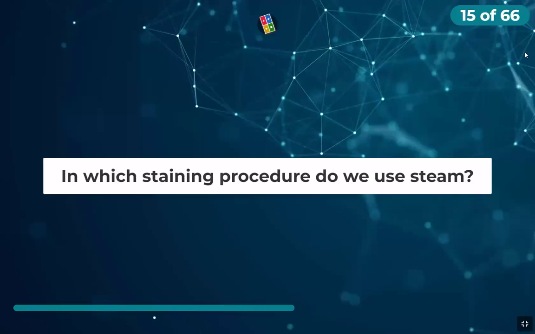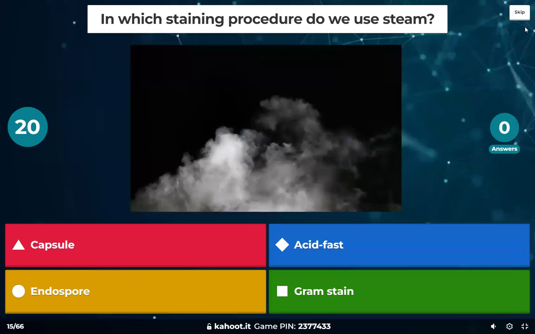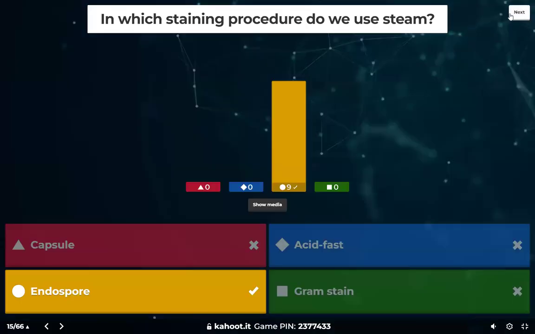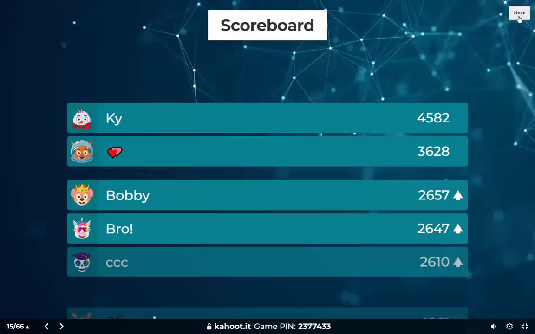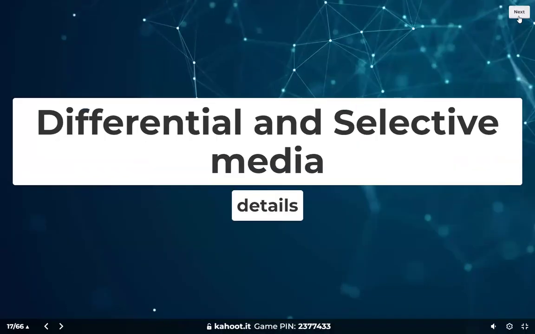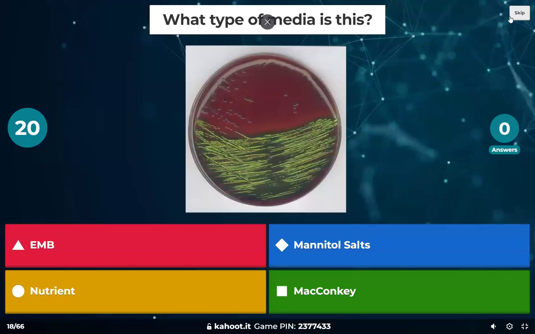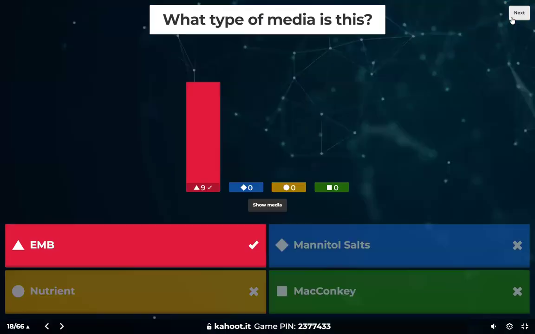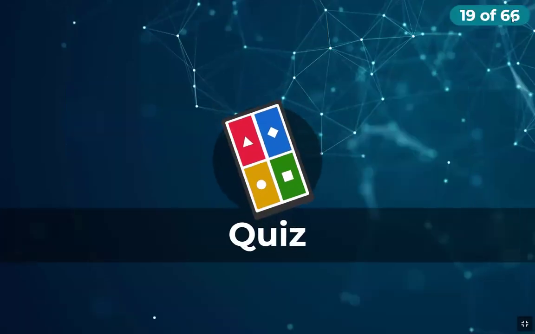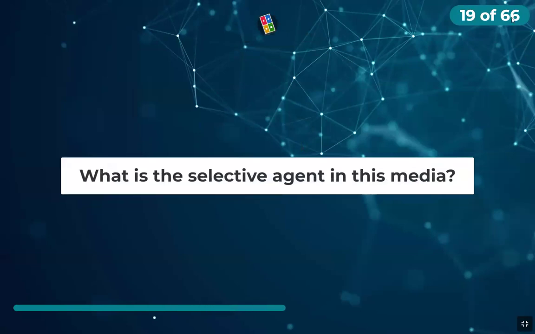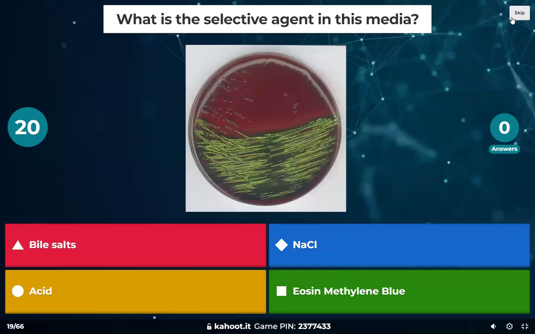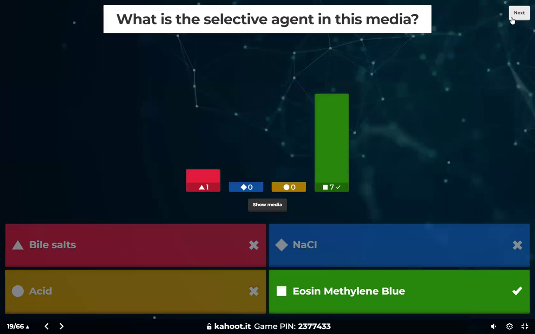All right. Staining procedure that does use steam and a spore. It's kind of a mini review of the review. All right. The media that was here, the first one, I believe, just from memory, EMB. Remember, that's that metallic green that gives it away. What is the selective agent for EMB?